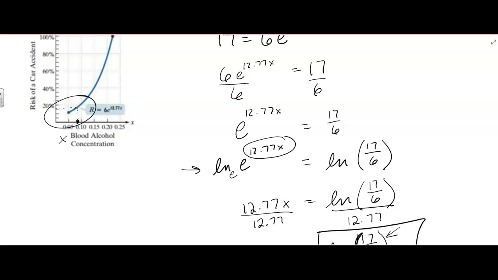Okay, the input was X, the blood alcohol level. The output was the risk of the car accident, which was a percentage, and it was 17%.